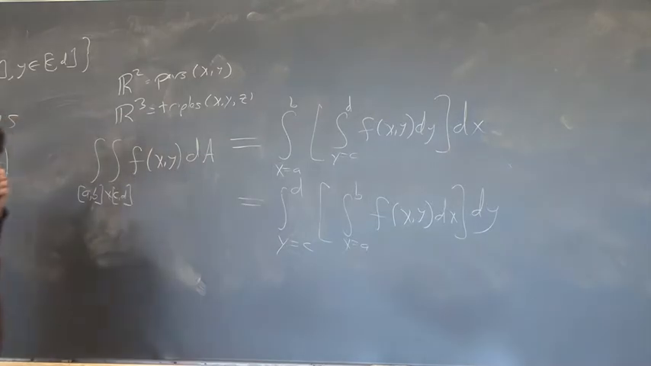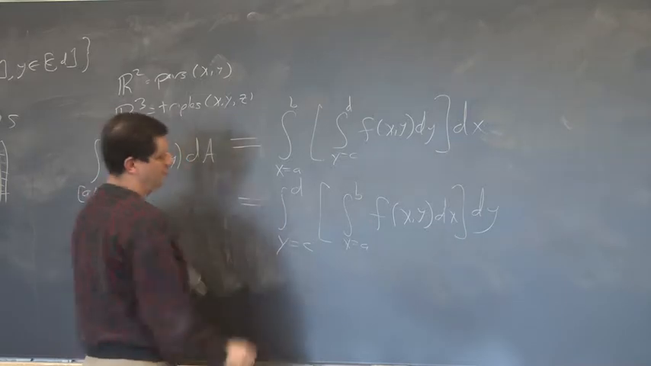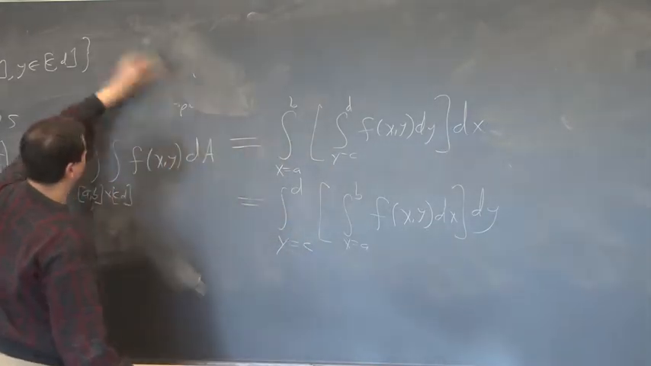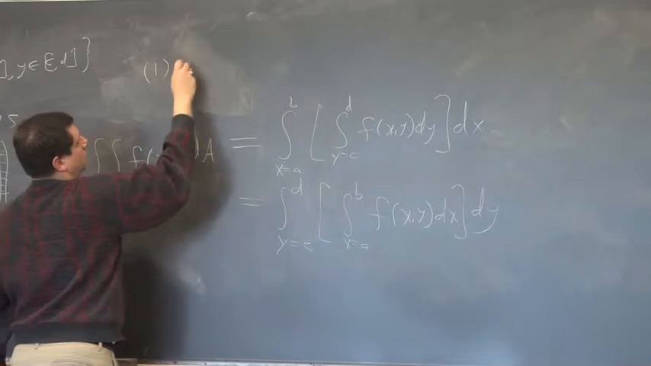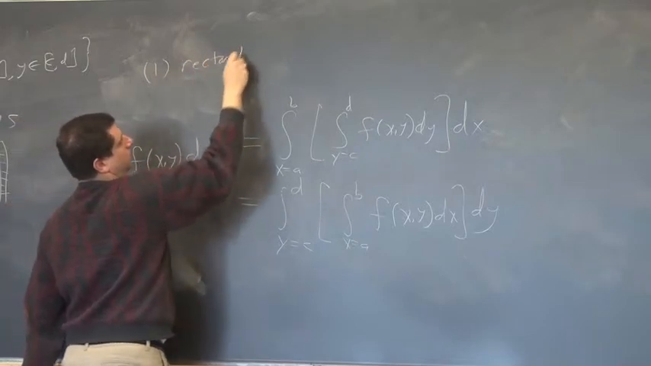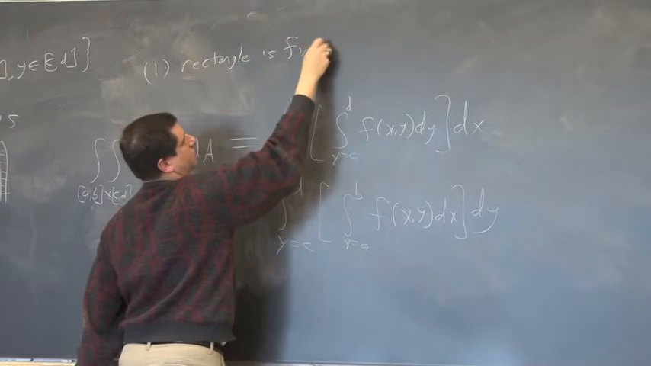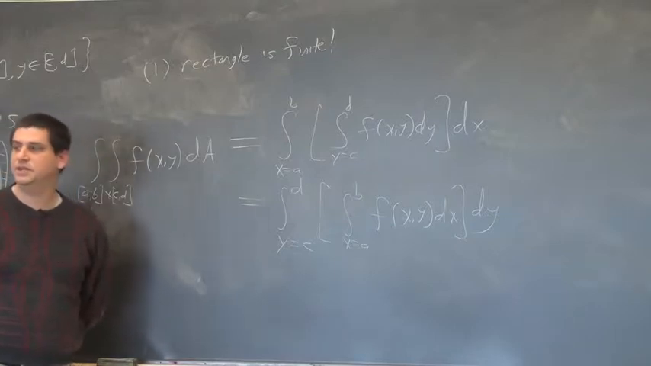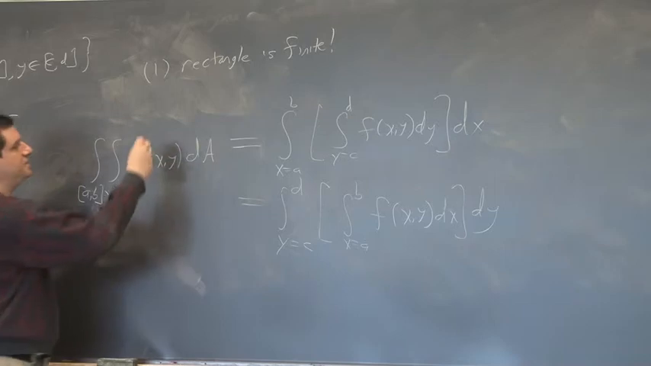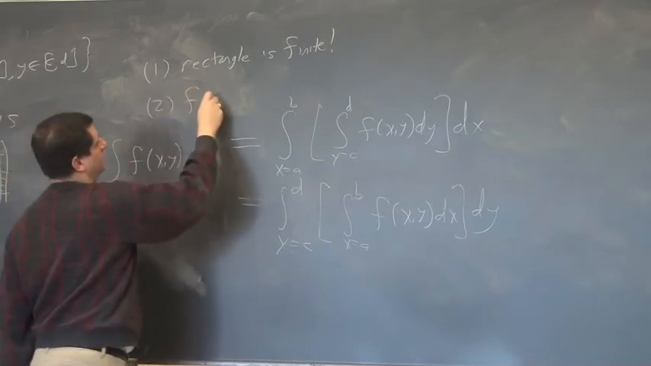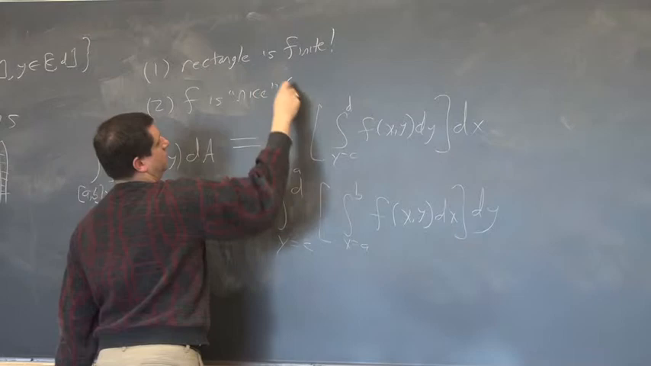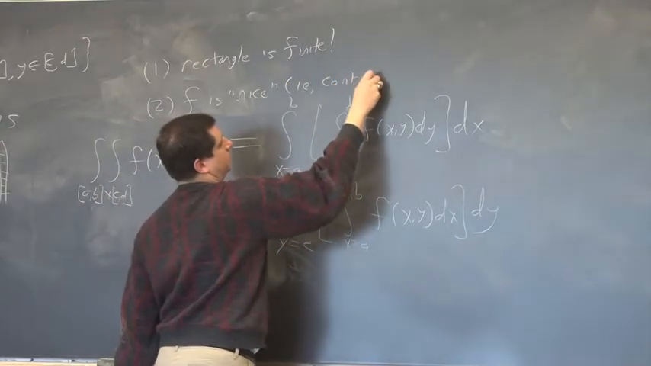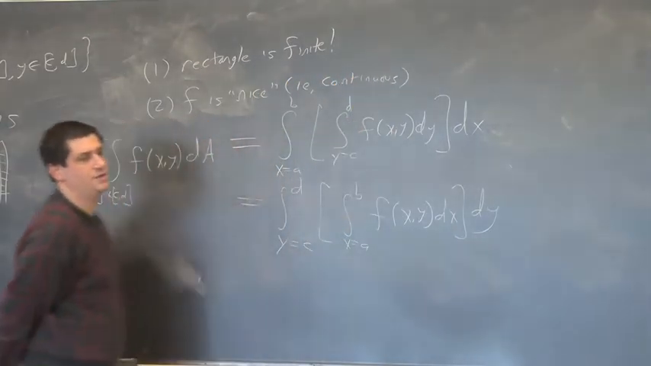And so here, when I'm doing all of these calculations, I have some assumptions. So here, what are my assumptions? The rectangle is finite. So in Calc 2, for the most part, you probably integrated over finite regions. You have to be careful if your region is infinite. And the second is I want my function to be nice. F is nice, maybe continuous. Now, continuous is more than enough for something like this.